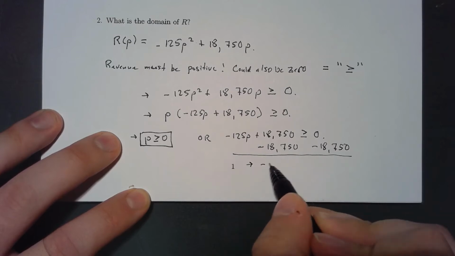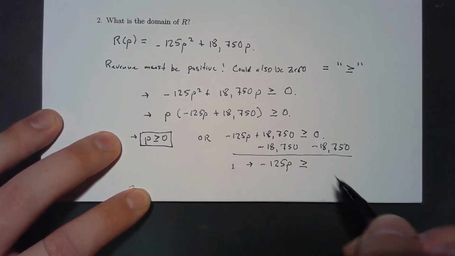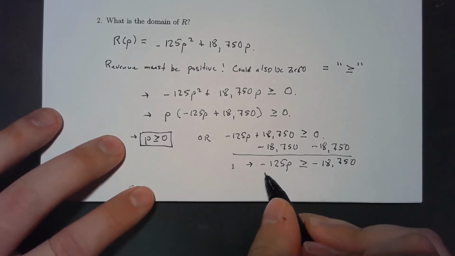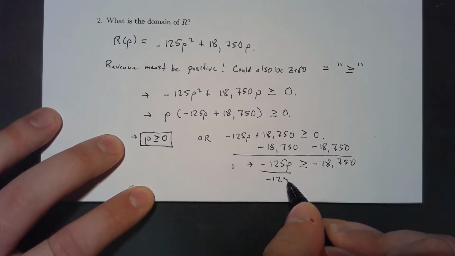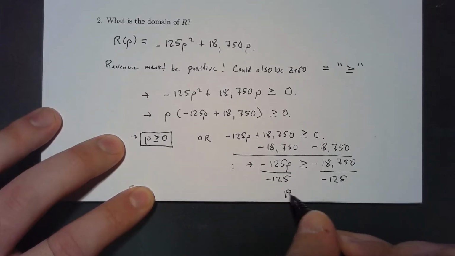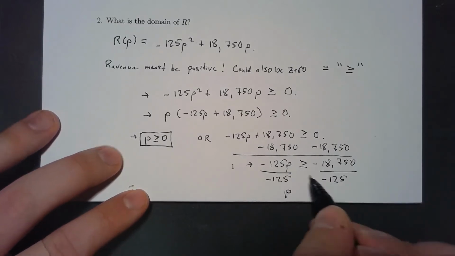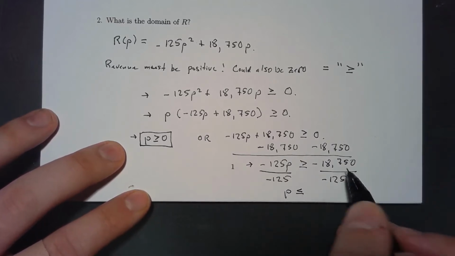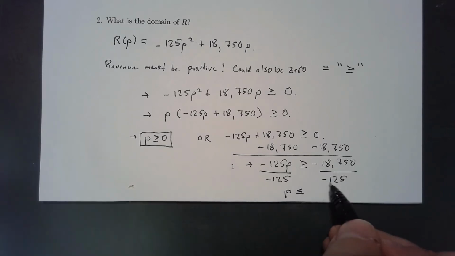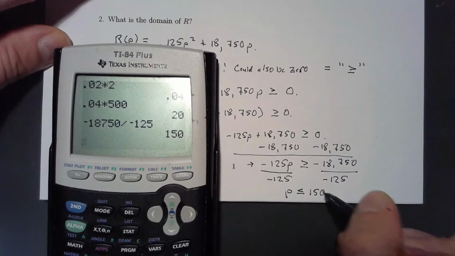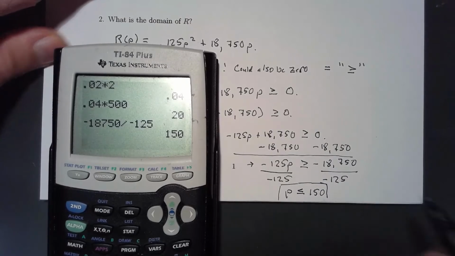All right, so now you're going to get negative 125P is greater than or equal to negative 18,750. Now, if you divide both sides by negative 125, well, you're going to cancel out. You're going to get P. Now, because I divided by a negative number, my inequality flips, right? So greater than or equal to becomes less than or equal to. And negative 18,750 divided by negative 125, if you do that in your calculator, it's 150. I already did it in my calculator because I did it earlier.